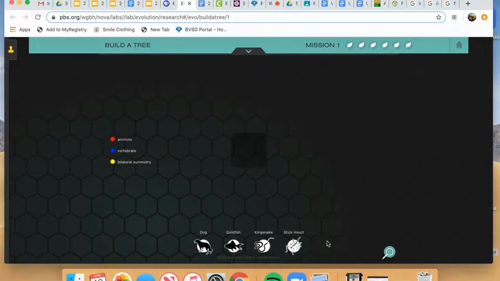And again, just to refresh your memory, at the bottom of the screen will be all of the organisms that you need to put into your phylogenetic tree as you build it. And on the left side of the screen are all the traits that you also need to add. So this one has 3 traits and 4 organisms. If I click on the hand lens at the bottom right, I can read more about the organisms. So I'm going to do that first.